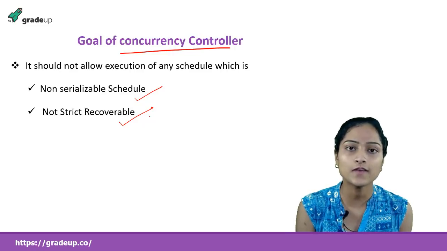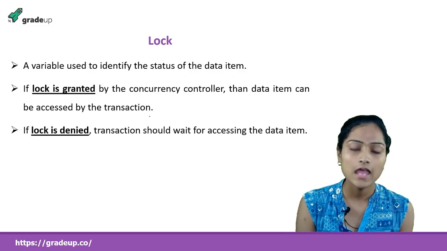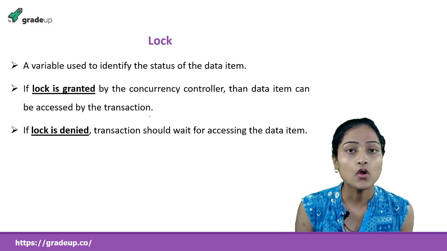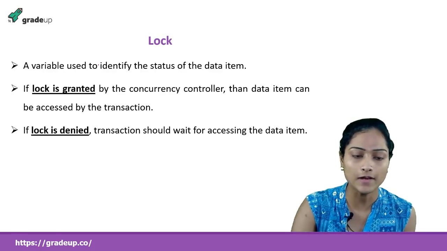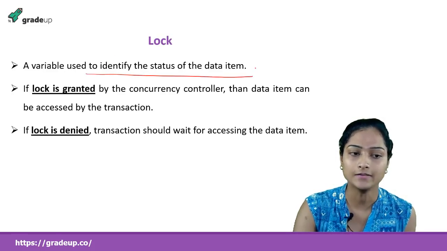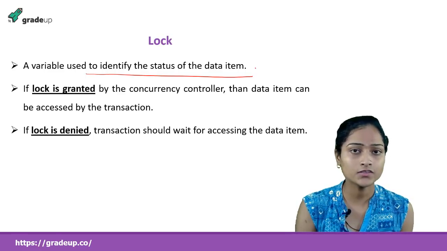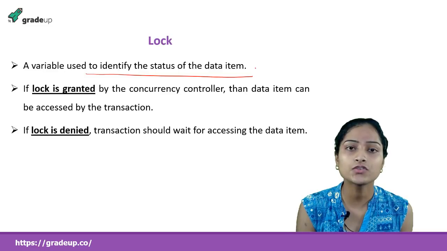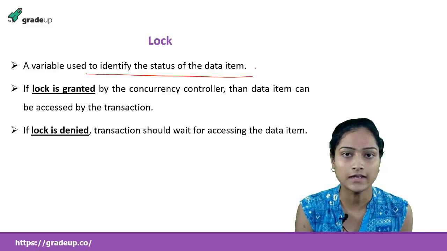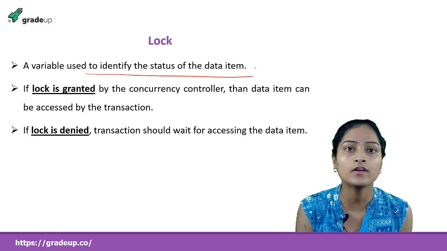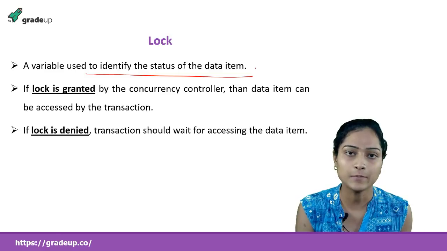The first thing which we are going to study in locking protocols is lock. Basically, what is lock? Lock is a variable which we use to identify the status of a particular data item. What I am saying is, in our concurrent schedules, we are allowing execution of two transactions parallelly and simultaneously. That is, we are allowing our two transactions to access a particular data item simultaneously.